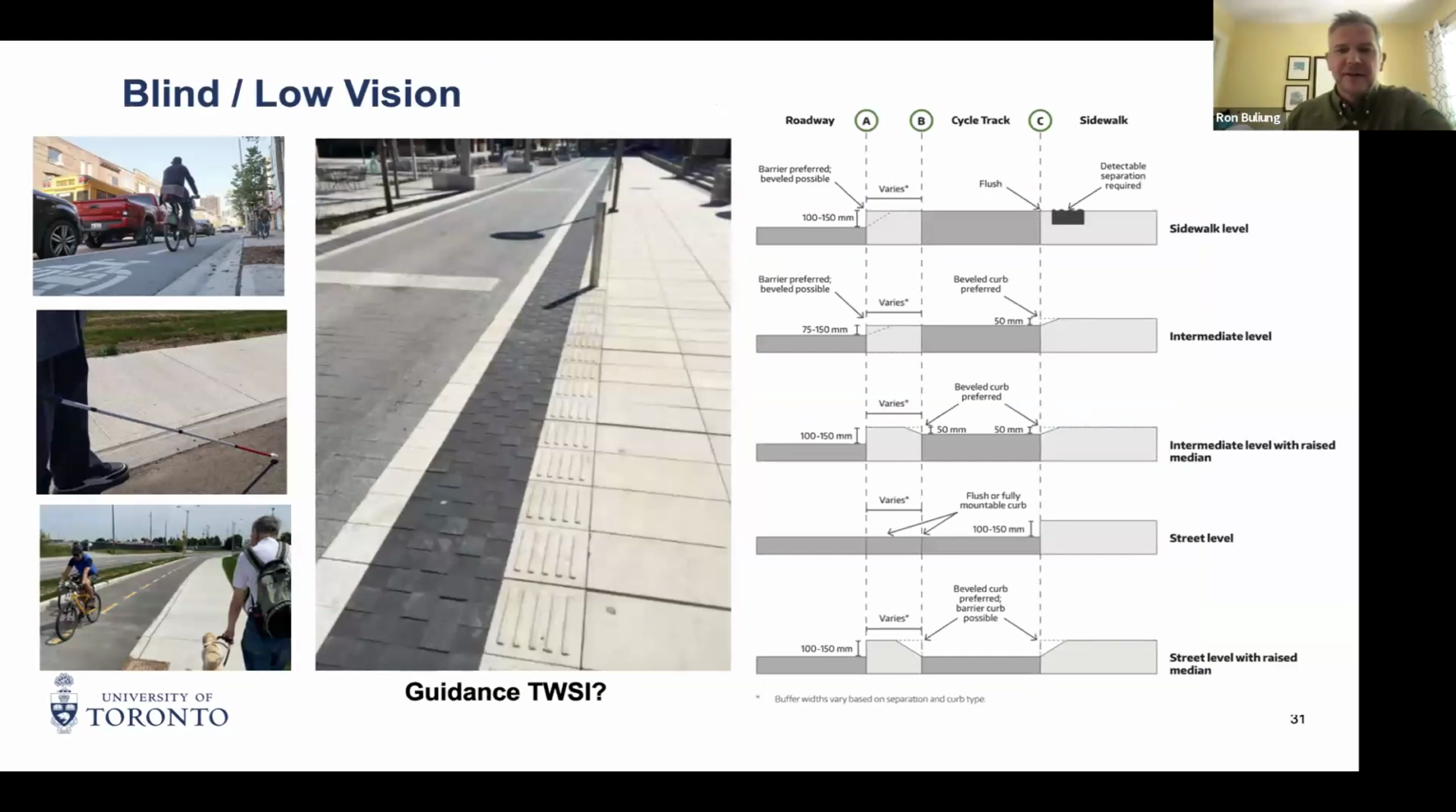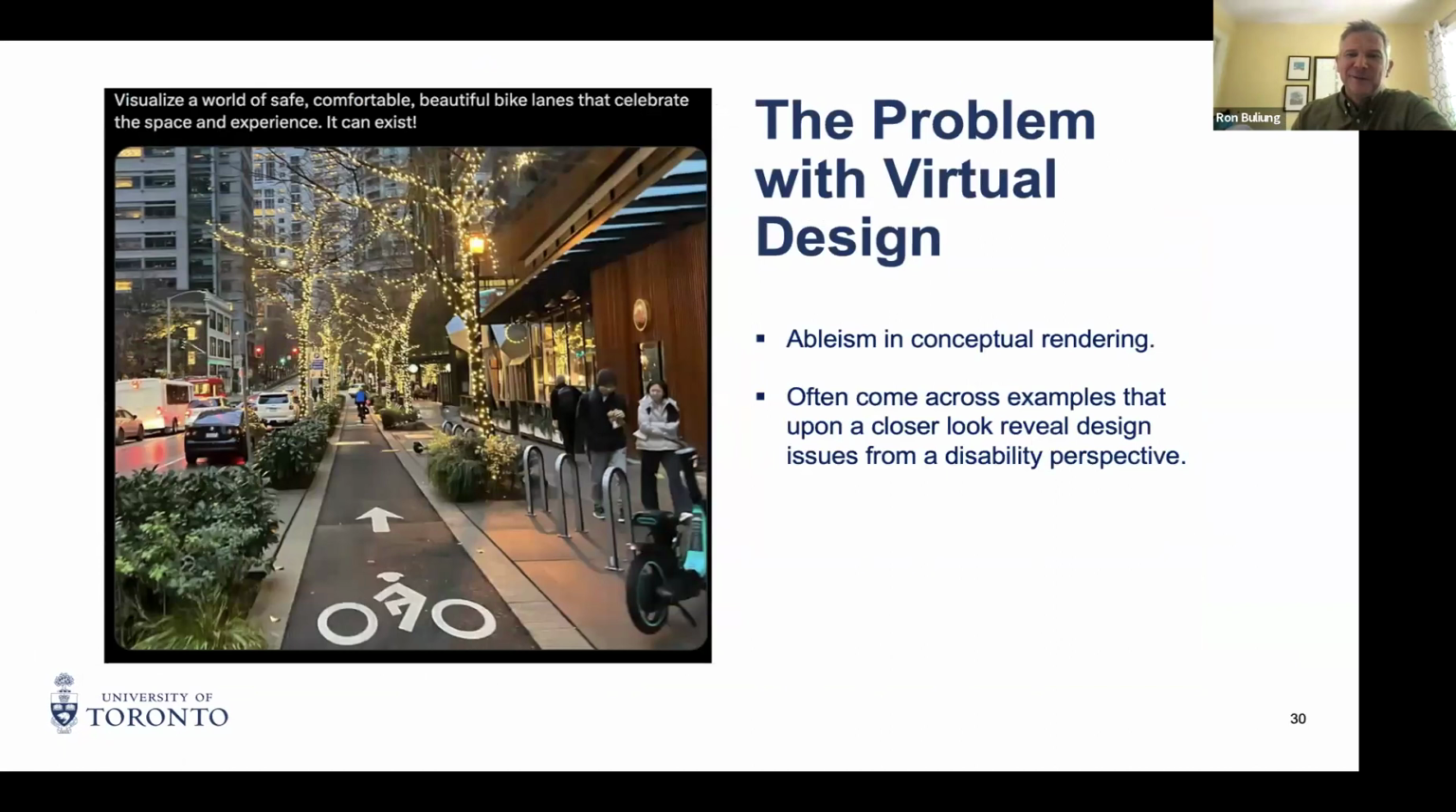Let me see, where am I at here? I've got about 8 minutes. A little bit of a thorn in my side is what I call the problem with virtual design. Time and time again, when I look at conceptual renderings of transport infrastructure, I can pick apart all of the moments where there are problems, where the rendering is clearly not taking into account the possibility that blind or physically disabled pedestrians might be using the space. Again, in this case, there's no textured surface to demarcate a change in use between the clearway here, the boulevard, and the bike lane.